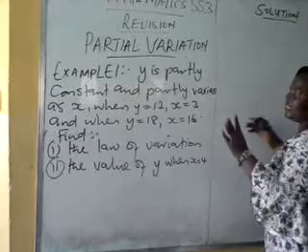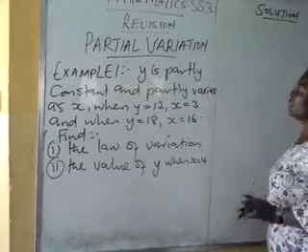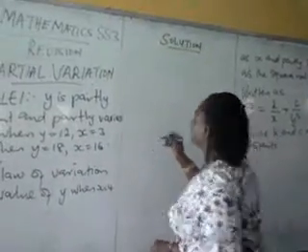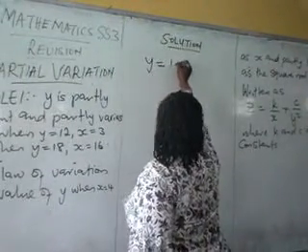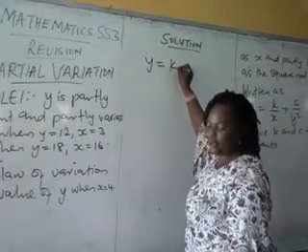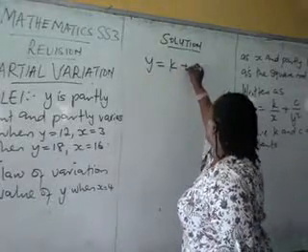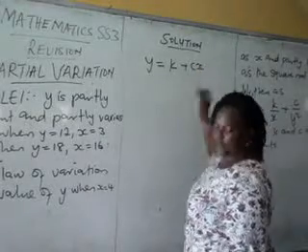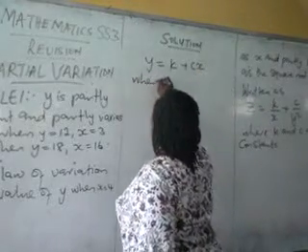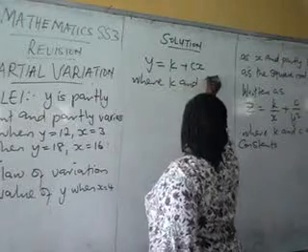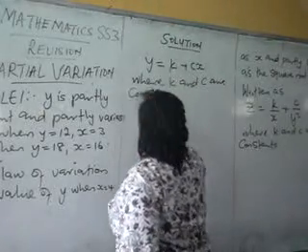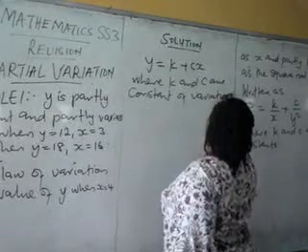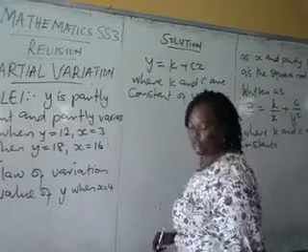First of all, change the expression into a mathematical form. He said y is partly constant and partly varies as x. That is, y equals k, that is partly constant, and partly varies plus c, another constant of variation, as x, where k and c are constants of variation.